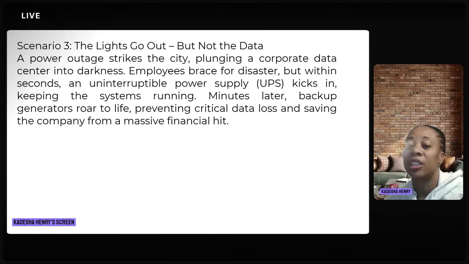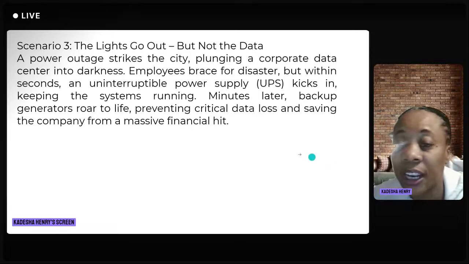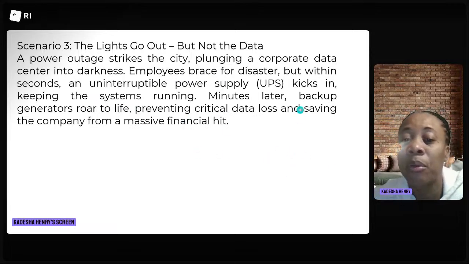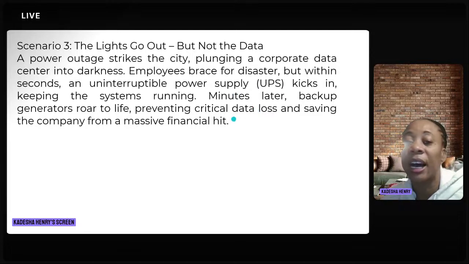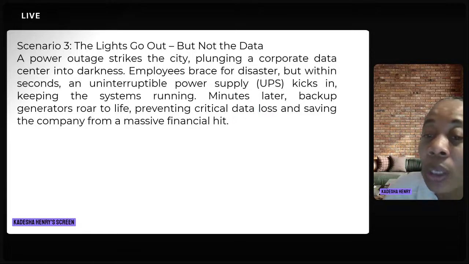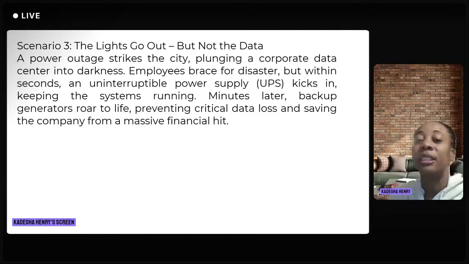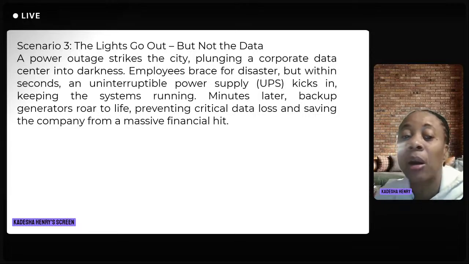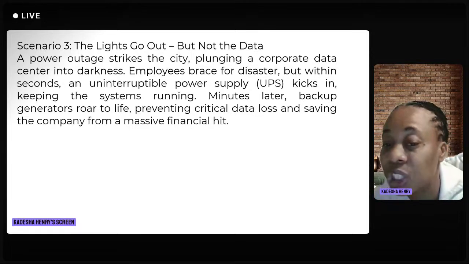Another scenario: the lights go out but not the data. A power outage strikes the city, plunging corporate centers into darkness. Employees brace for disaster, but within seconds, an uninterruptible power supply kicks in, keeping the systems running. Minutes later, a backup generator roars to life, preventing critical data loss and saving the company from massive financial hits.